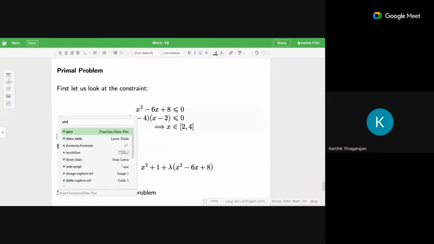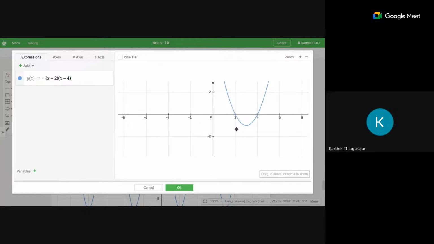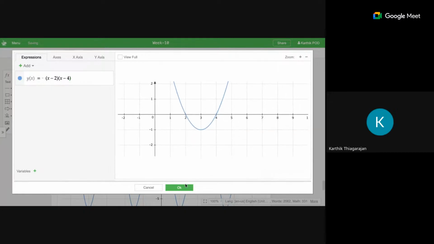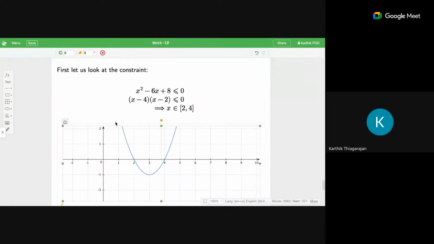If you're not able to visualize that very quickly, this is x minus 2 into x minus 4, right? This is the constraint. I'm just plotting the constraint. Where the constraint is negative is what you have to see. The constraint is negative in the interval 2 to 4. Okay, so that's the idea.